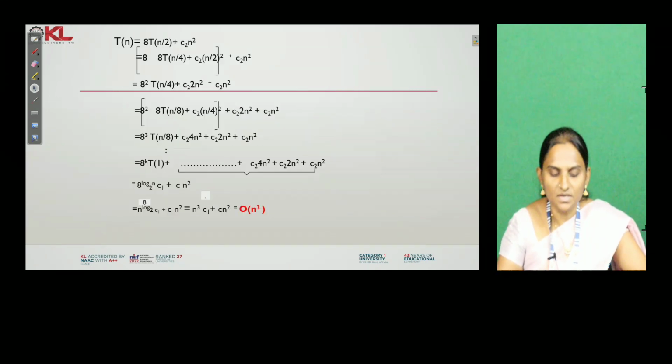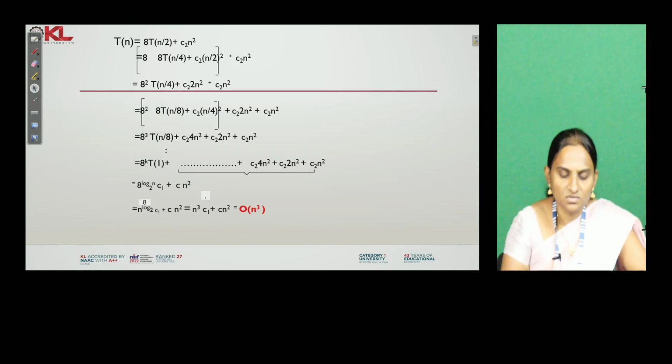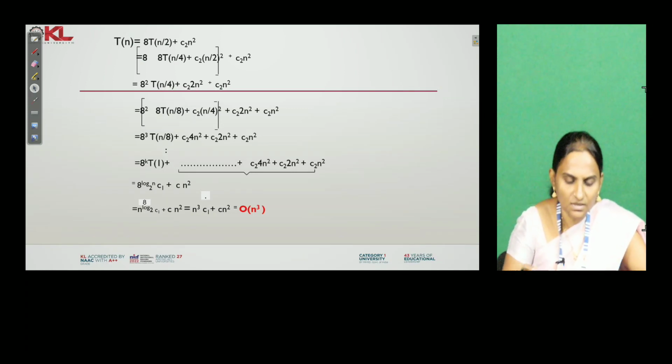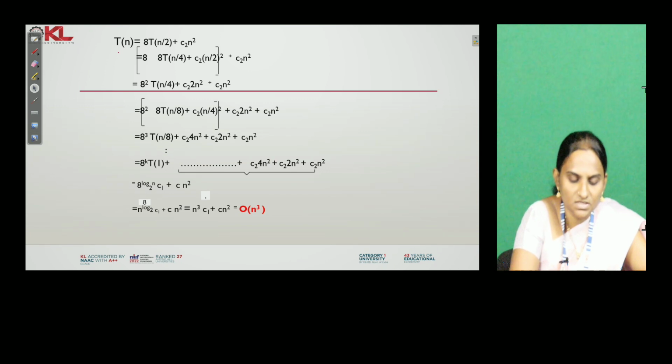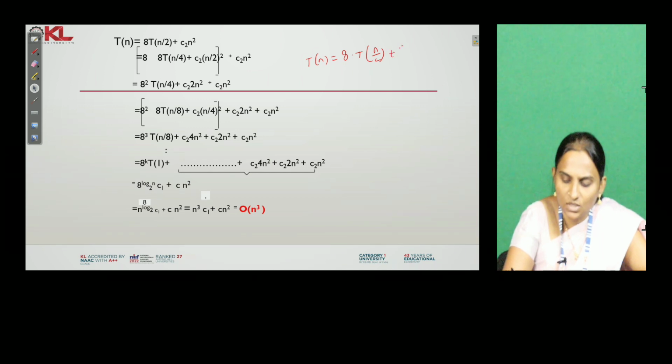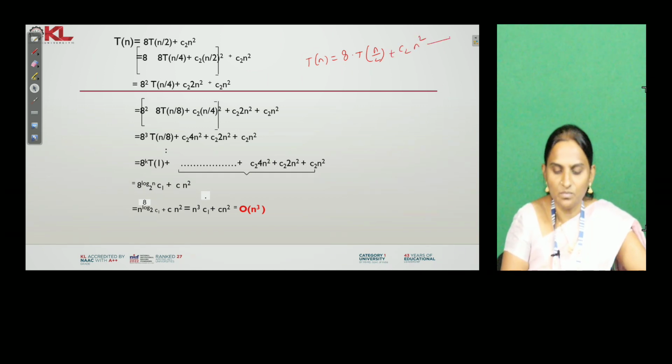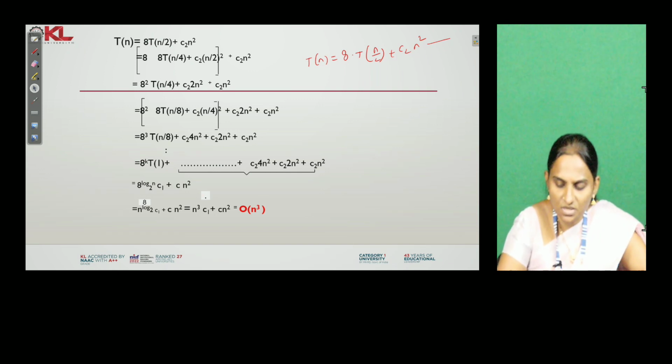Now the next step is the process to solve the time complexity. Here the recurrence relation is T of n equal to A into T of n by 2 plus C2 of n square. This is the recurrence relation for the matrix multiplication. So using the substitution method we can solve the recurrence relation.